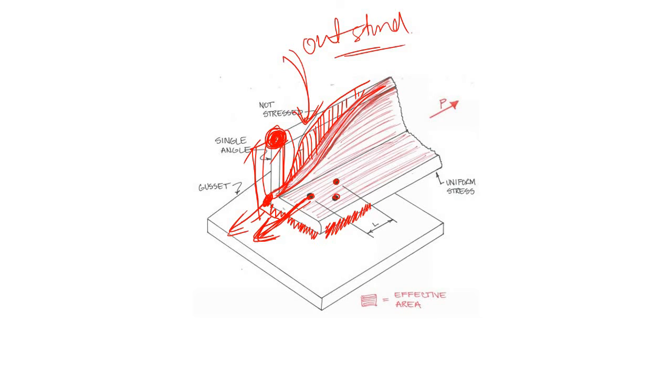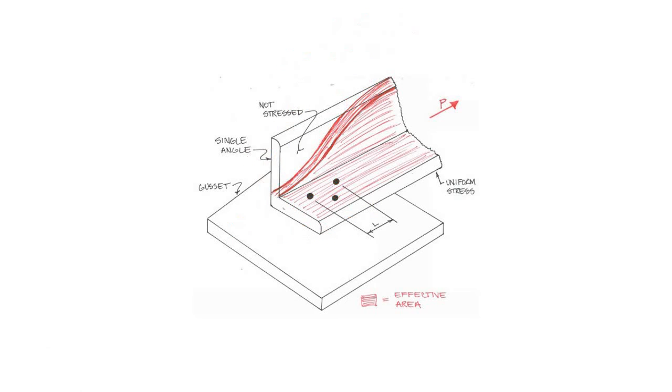Why? You know the reason. So we need to consider a certain percentage of this cross section. Now what is the percentage of this cross section? Well, if this is the total gross cross section of this outstand leg, Ago, where O stands for outstand, we need to multiply this by some factor. Let's say this is beta, and this beta factor is nothing but the shear lag factor.